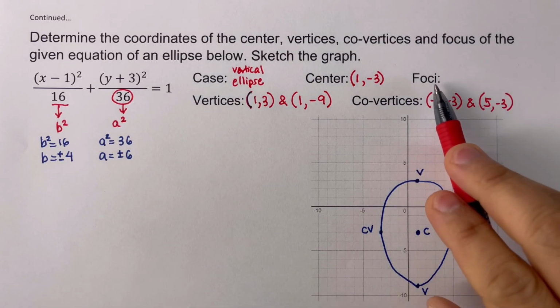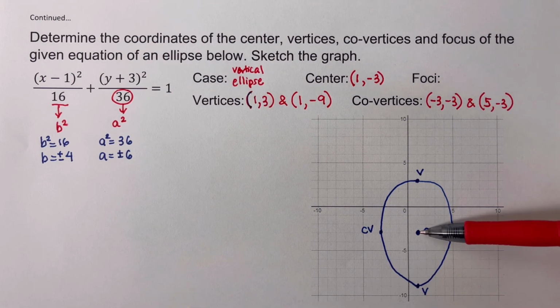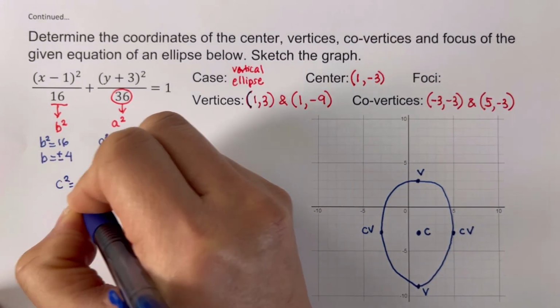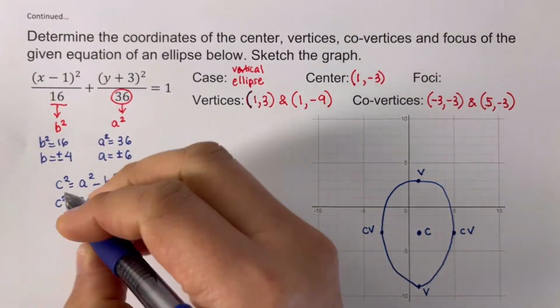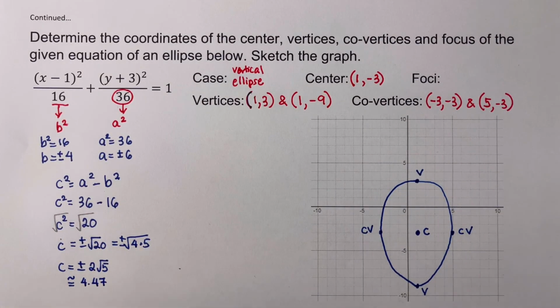Now we're supposed to determine the foci, or the coordinates of the two foci. We remember that the two foci are located c distance from the center. So I'm going to solve for c using the equation c squared equals a squared minus b squared. So I'm going to show the work down here. Okay, our value for c is 4.47.